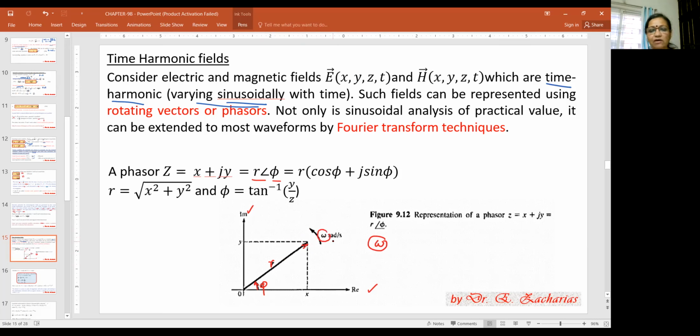If it rotates with an angular frequency omega, your phi is going to be some omega t plus some phi naught, where phi naught was the initial angle at a time t equal to 0. Okay, so we will use the concept of rotating vectors. Rotating vectors are phasors. So we will use this concept to write wave equations.